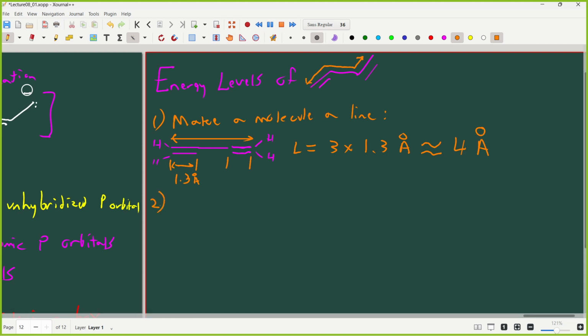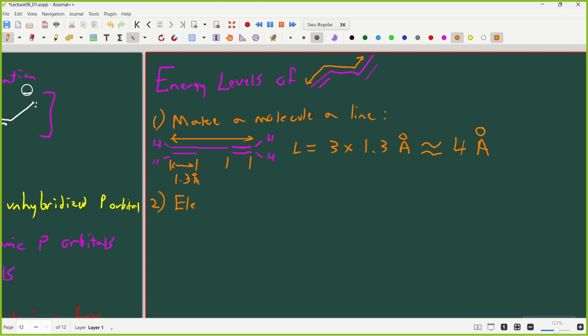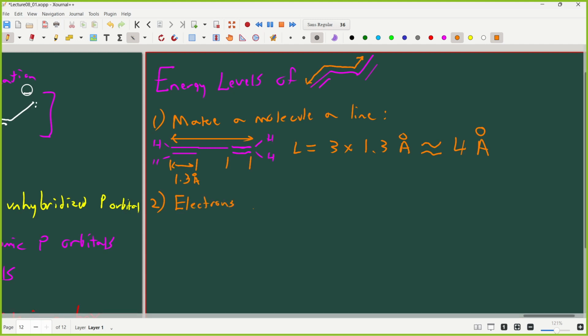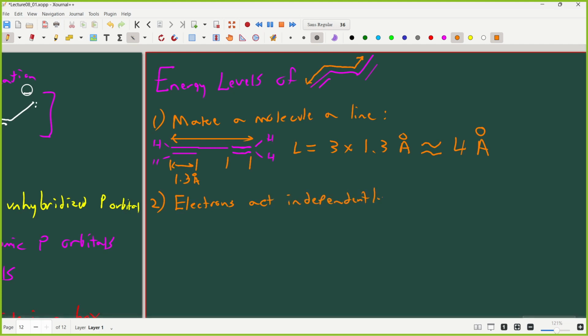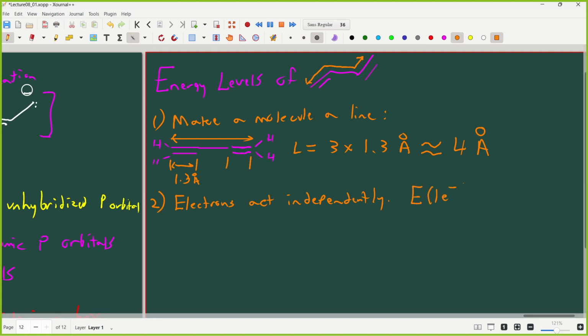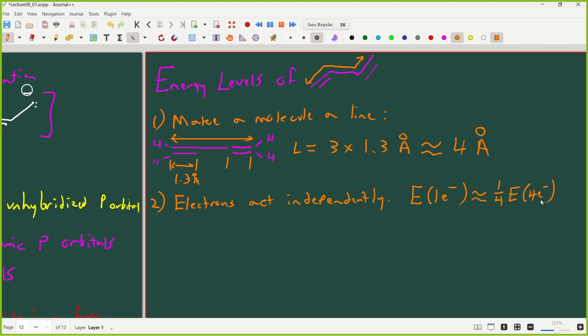Now what we're going to assume is that the electrons, there are 4 of them, act independently. They don't interact. So what that means is that the energy of one electron is approximately equal to 1/4 the energy of 4 electrons. They're just 4 identical electrons moving around. We're just assuming that they don't talk to each other.